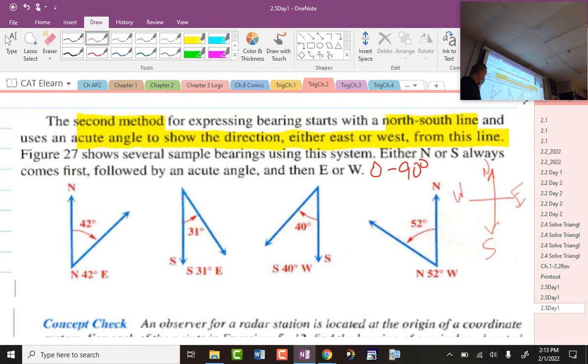It will be listed with some letters. So what this means is north 42 in an easterly direction. So off of the north axis, you go 42 degrees, rotate, and then you go. That's where you're going, all right? Or that's where the object is that you're looking at in that direction.